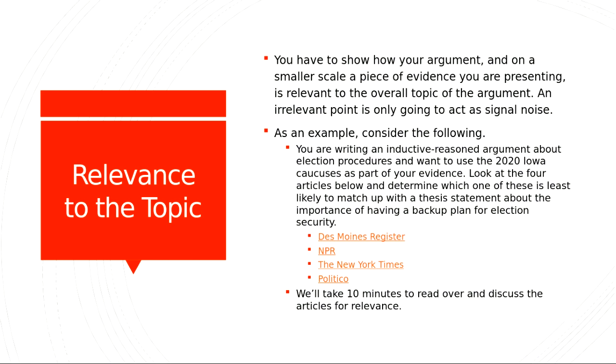You're writing an inductive reason argument about election procedures and want to use the 2020 Iowa caucuses as part of your evidence. Look at the 4 articles below and determine which one of these is least likely to discuss the importance of having a backup plan for election security. And the 4 articles I gave you is one from the Des Moines Register, one from NPR, one from the New York Times, and one from Politico. We're going to be looking at all 4 of those articles at the end of the session here.